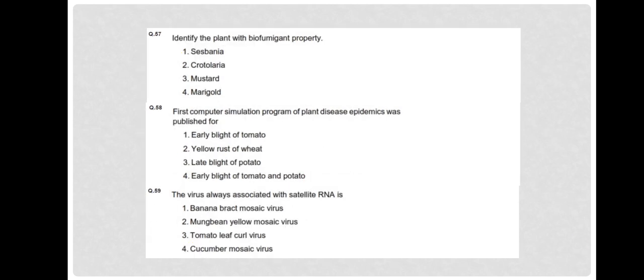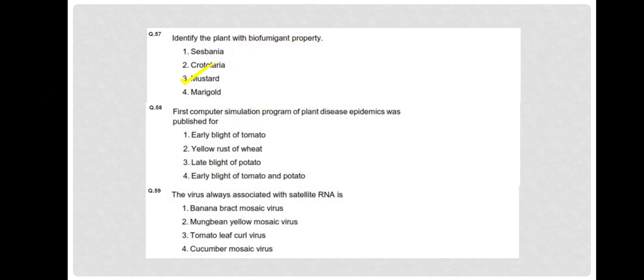Next, question number 57. Identify the plant with biofumigant property. So the answer is mustard. When this mustard plant is buried in soil, by the degeneration of tissue, it releases a compound that is the isothiocyanate. This isothiocyanate is very helpful for control of insect pests. So the isothiocyanate is the main active ingredient for which it is used as biofumigant.